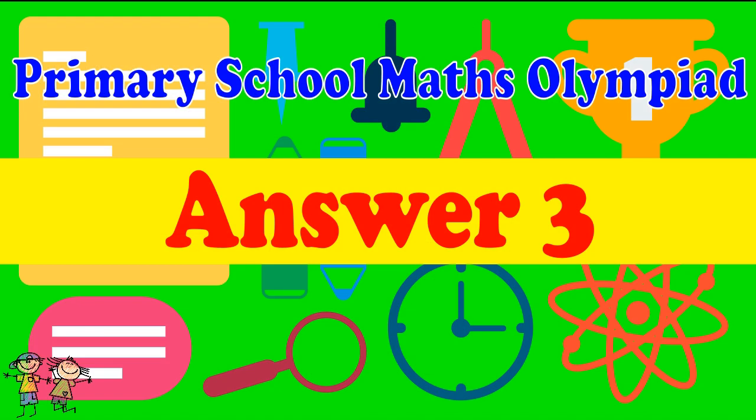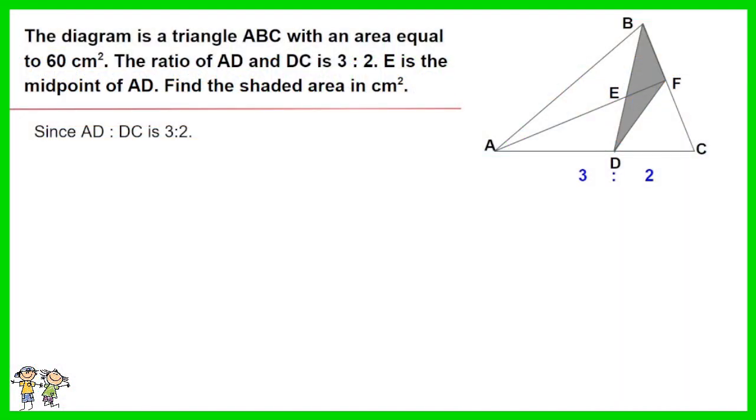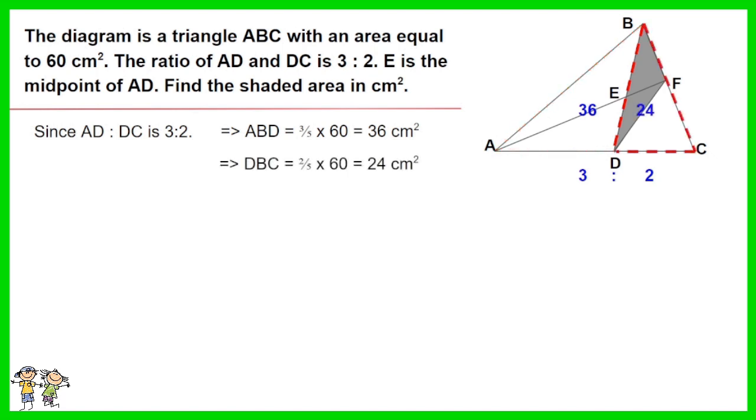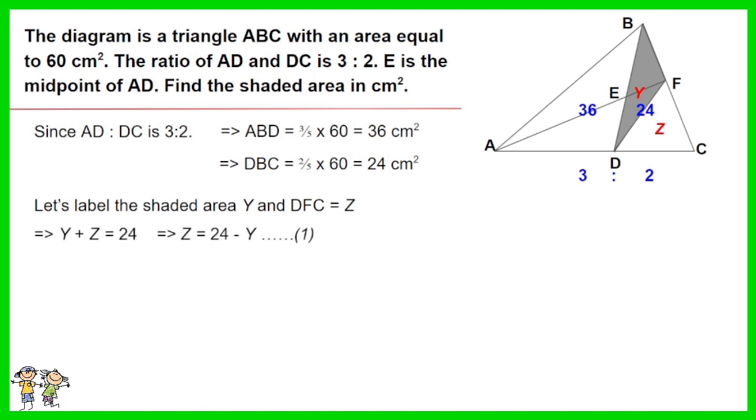Answer for question 3. Since the ratio of AD to DC is 3:2, the area of ABD is equal to 3/5 of 60, which is 36 centimeters squared. The area of DBC is equal to 2/5 of 60, which is 24 centimeters squared. Let's label the shaded area Y, and the area DFC is Z. Y plus Z is equal to 24. Thus Z is equal to 24 minus Y. This is your equation 1.